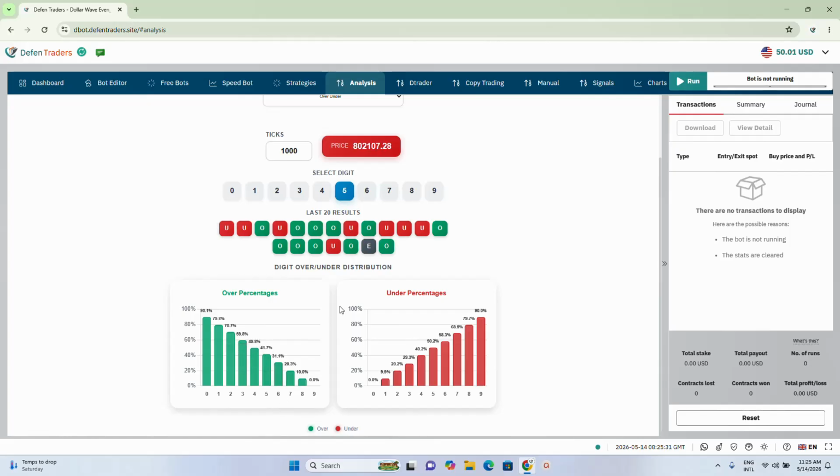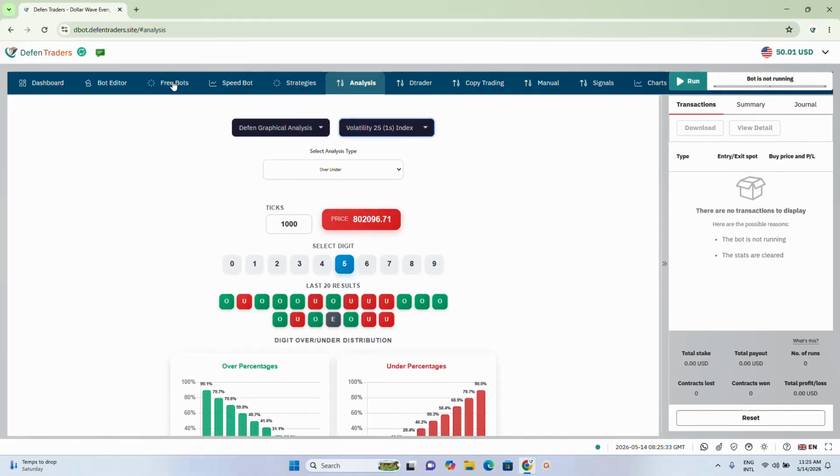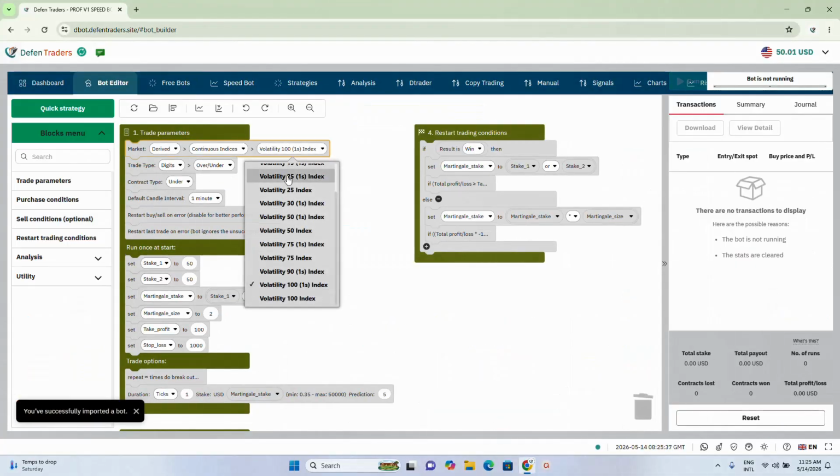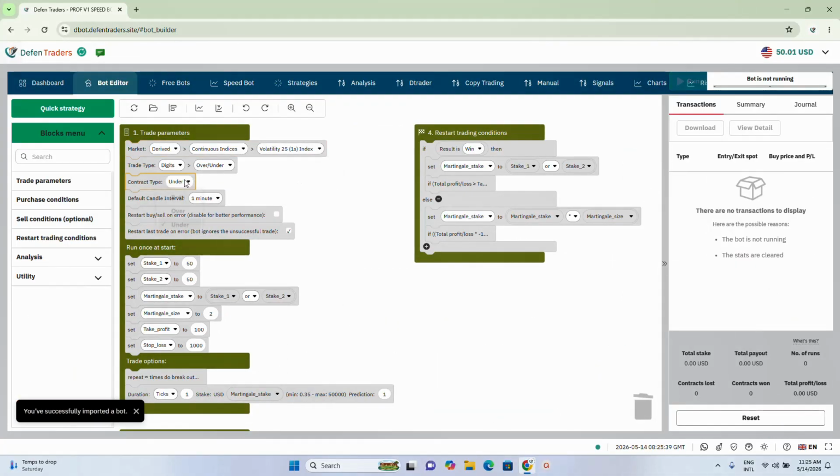We have one here. This is volatility 25. So I'll come here, pick my bot prof v1, set it well, volatility 25, 1s, that is what you're trading. I'm going to stake with 2.5 USD. Then on my target profit it's only $10.